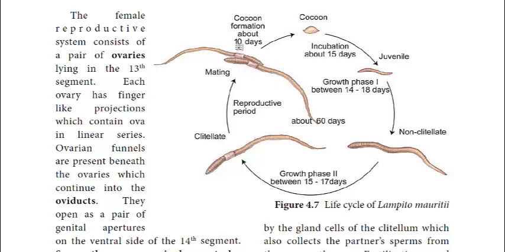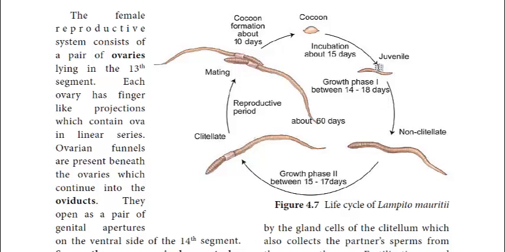So after mating, what will happen? A cocoon is formed, and in this cocoon, eggs will be released and sperms will also be released. So there is fertilization taking place, and this is what you call incubation, about 15 days. So this cocoon will fall on the ground and a small earthworm is formed, and it is the first phase, growth phase 1, between 14 to 18 days.